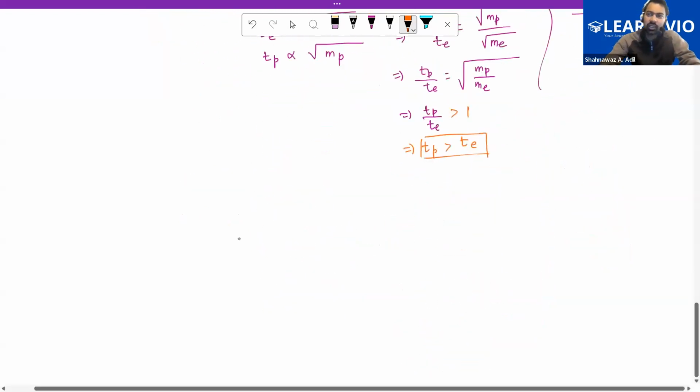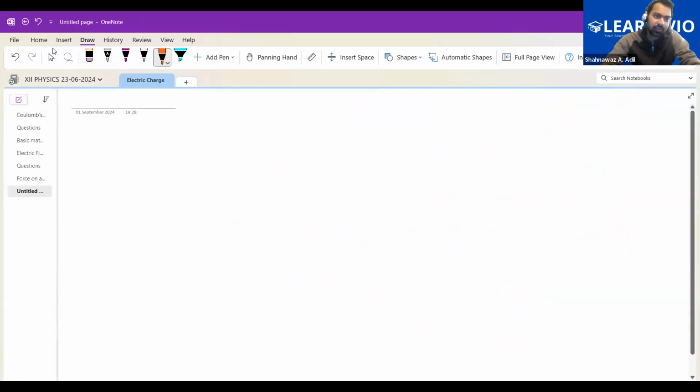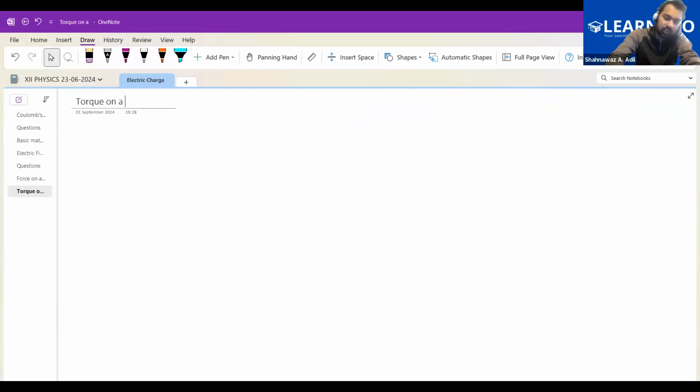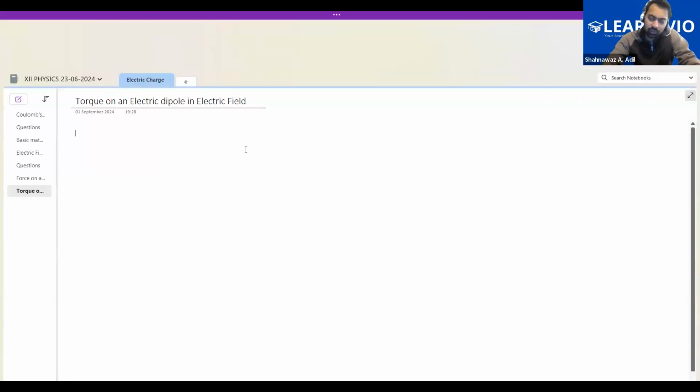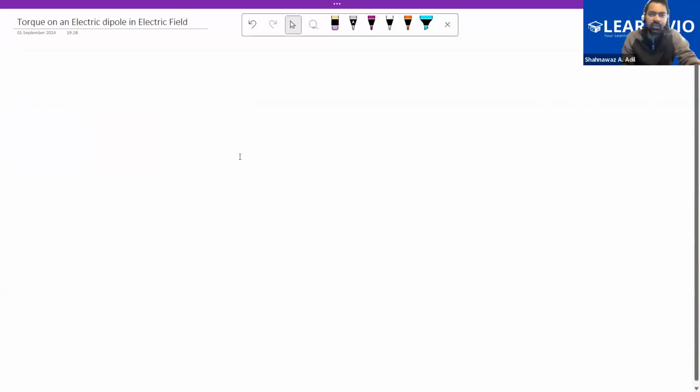Okay, so now this topic is also done. Now the next topic is torque on an electric dipole in an external electric field, right? So what is the torque? We already know this, you have already derived it.